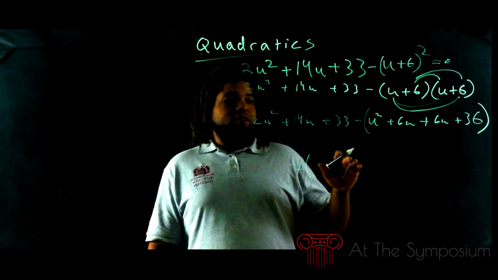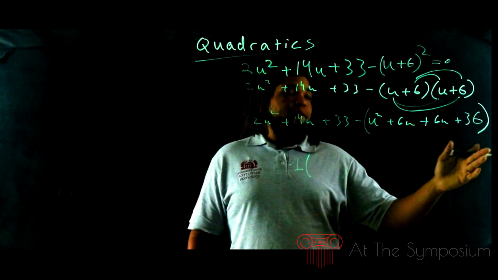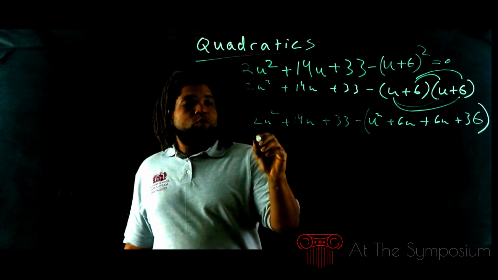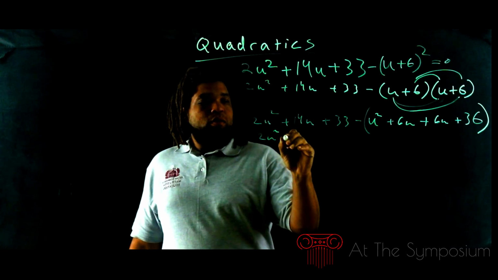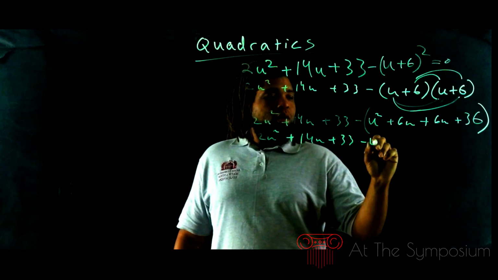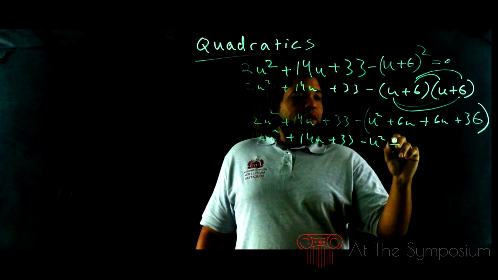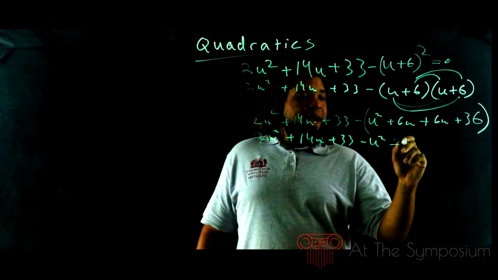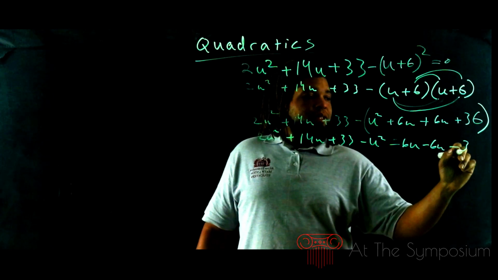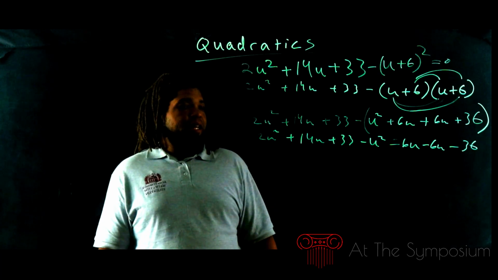Now, you don't have to think of it that way necessarily. What you can think of is that you're just going to put a negative sign in front of everything that's inside those parentheses. So if we just rewrite the equation, so now we're going to have negative u squared minus 6u minus 6u minus 36, okay? Now we've distributed that negative sign.